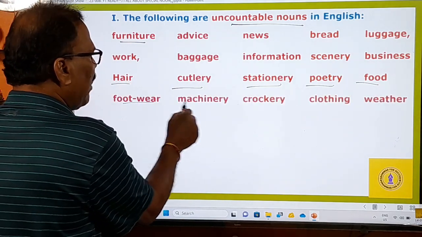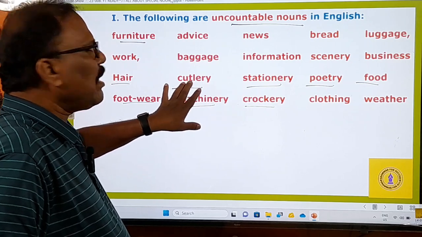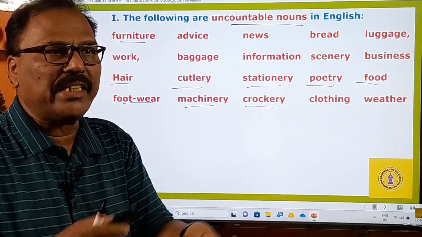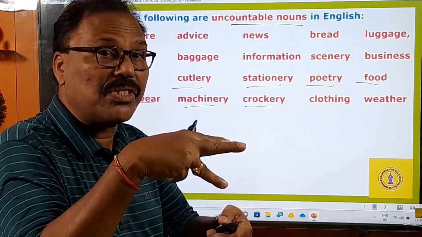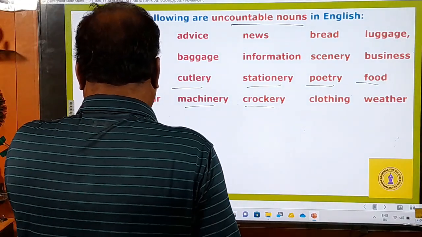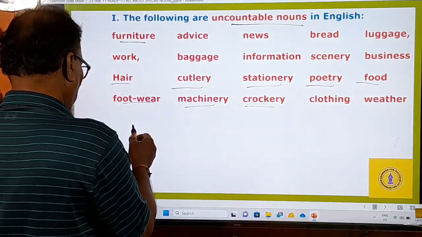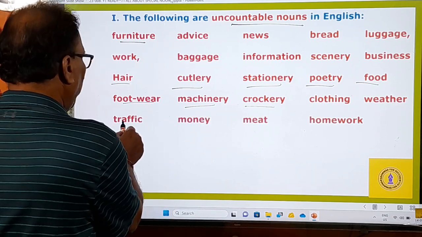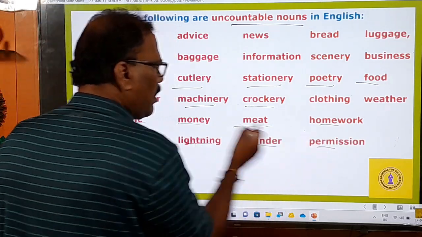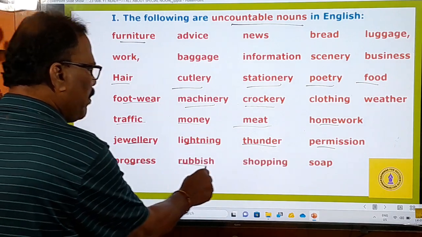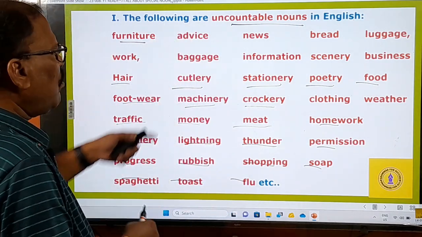And let me tell you one thing: footwear, machinery, crockery. Crockery means all ceramic ware. Cutlery means the cutting tools at the time of taking our dinner or lunch, forks and knives; you cut the meat and you eat it. Clothing, weather, traffic, money, meat, homework, jewelry, lightning, thunder, permission, progress, rubbish, shopping, soap, spaghetti, toast, flu.